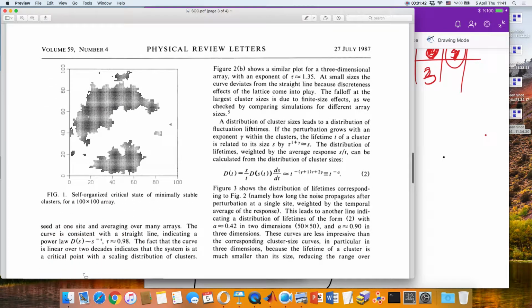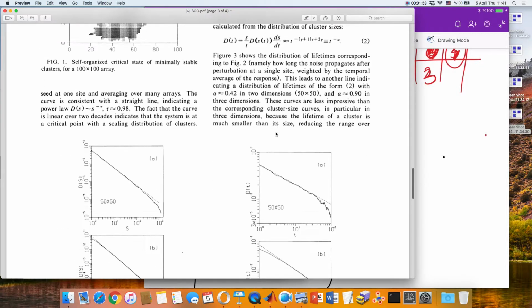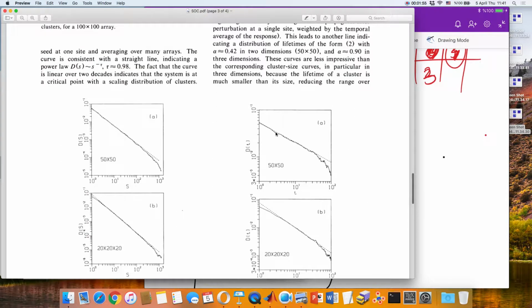Now, we haven't connected this with the main question, right? Where is physics? How does it connect to fractals? And how does it actually connect to 1 over f noise? So Per Bak did the following, and his friends.